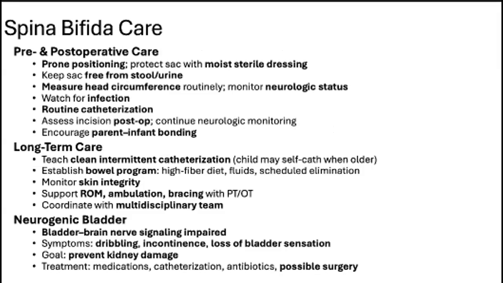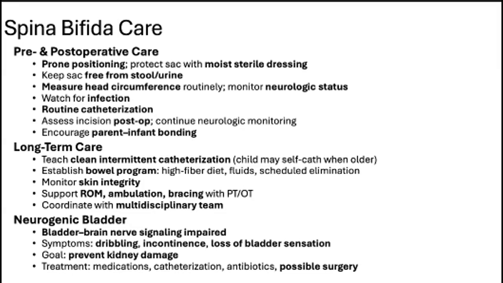Spina bifida care. There's a lot. So when we're talking about pre-operative nursing, if we have a child with a myelomeningocele, it's really important to position the infant prone because we want to keep that sac protected. We have to keep that sac free from stool and urine. We want to make sure that the sac stays moist. So we do a sterile, moist saline dressing. Legs in a natural position.